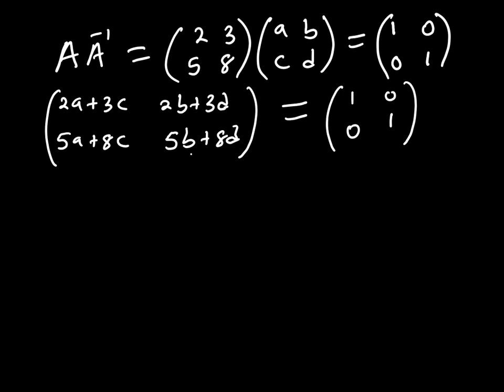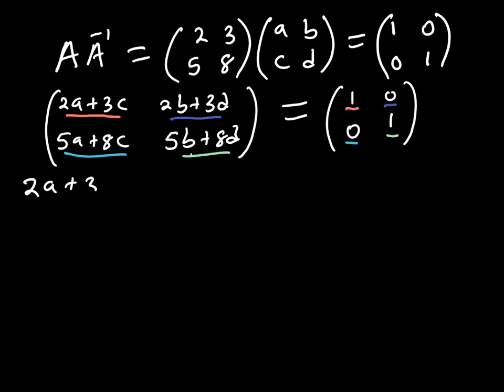So we equate the corresponding entries. What do we mean by equating the corresponding entries? What I have here must be equal to 1. This part must be equal to 0. Down here, this must give me 0, and then this must give me 1. So we equate those corresponding entries and see what we end up with. Let's begin with this first part.